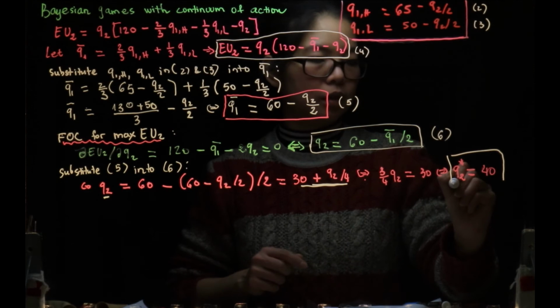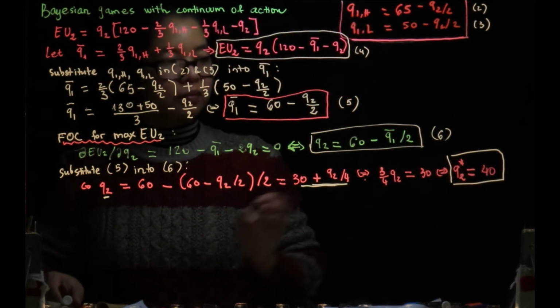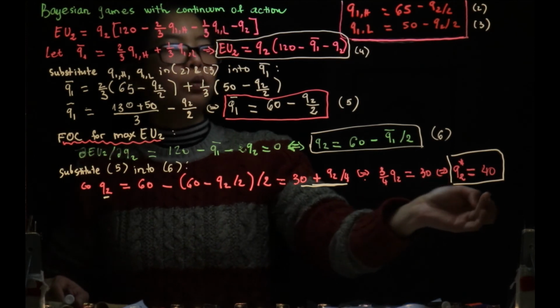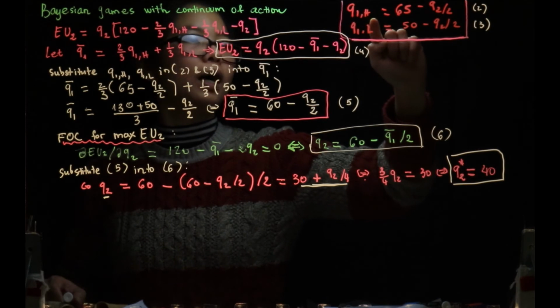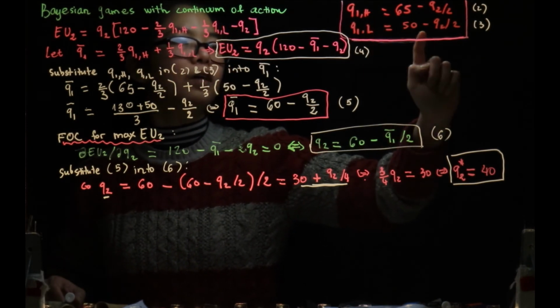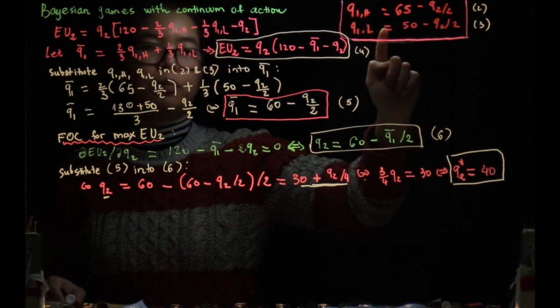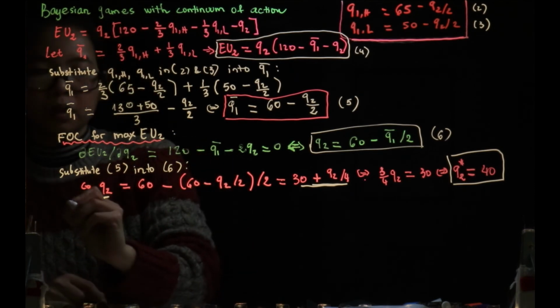Done with Q2. Okay? So now we have Q2. We could plug it back into Q1H, Q1L to find these two numbers. And we're almost done over there.